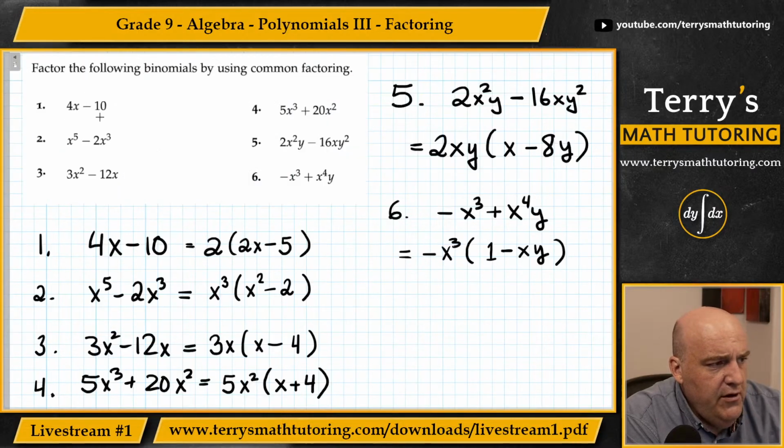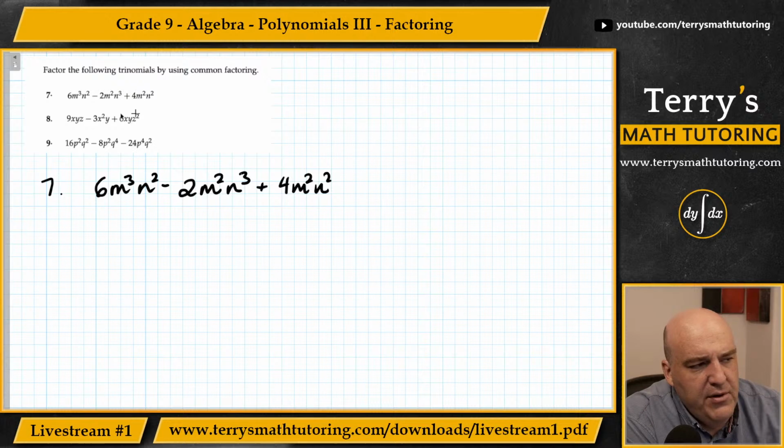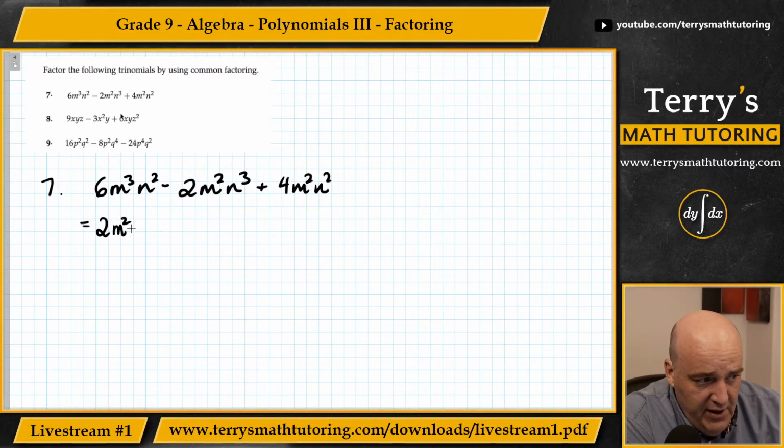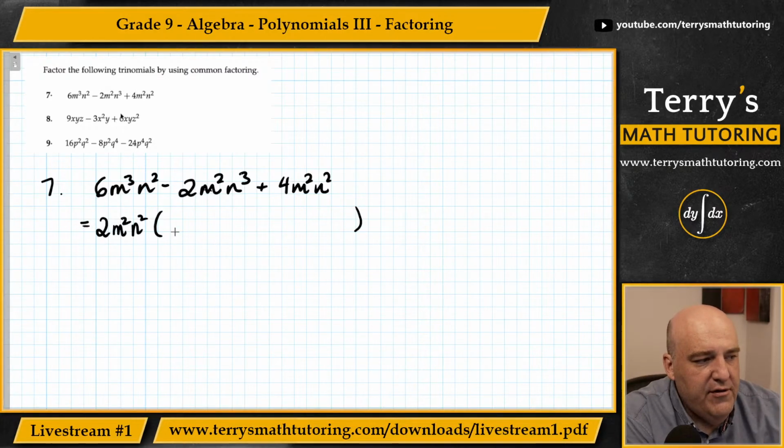Notice on all these were all 2 terms. And these are 3 terms. But like I said at the beginning, with common factoring, it could really be any number of terms. So we look at the numbers. These are called coefficients, the 6, the 2, and the 4. 2 is common. Let's pull that out. With the powers of m, the lowest power is m squared. Let's pull that out. And then the lowest power of n is n squared. Pull that out. Since this had 3 terms, we expect there's going to be 3 terms in the brackets here.